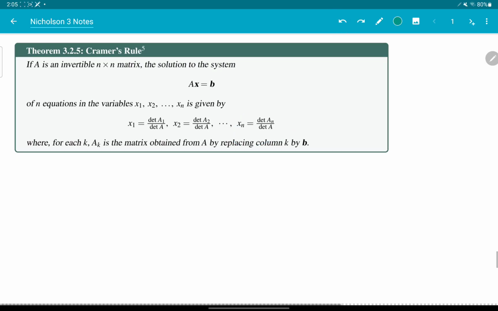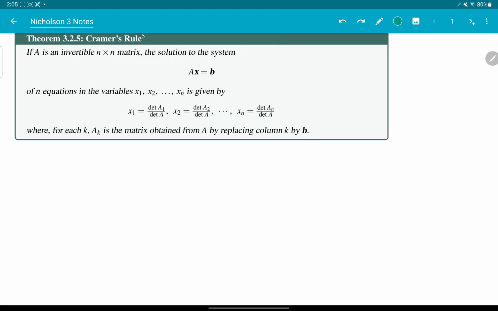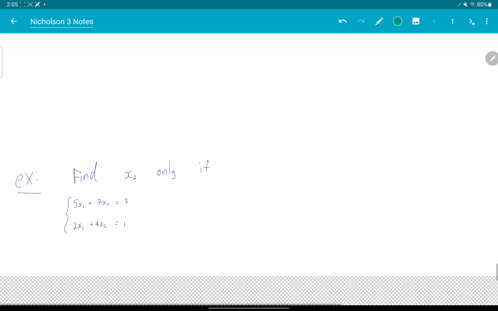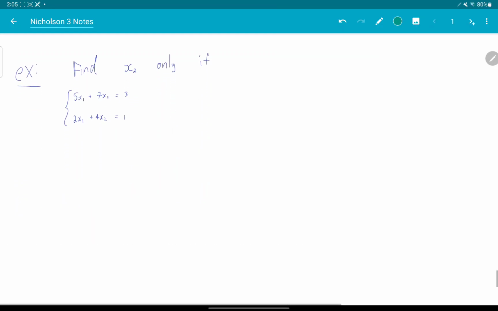Now it's a very special thing. You're taking the matrix A and you're replacing a column with this vector B. This is a little bit of word salad, so let's do an example to illuminate. Here's my system of equations, and I'm going to find just x2.